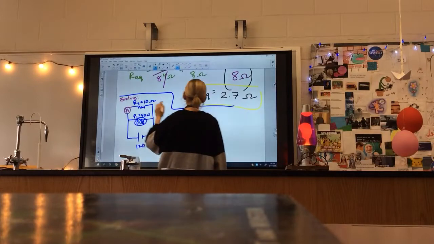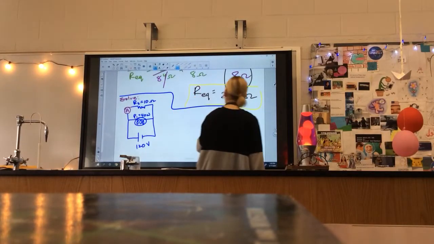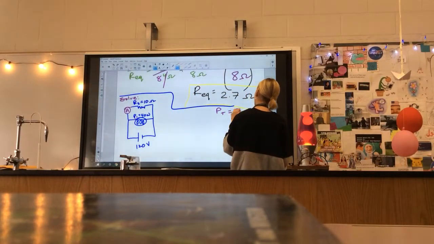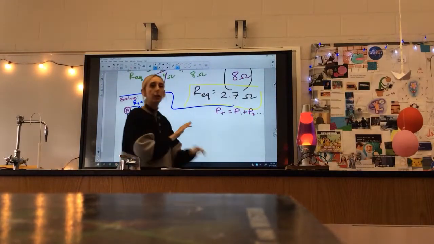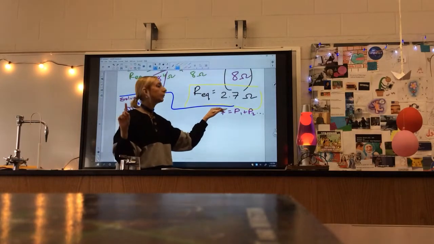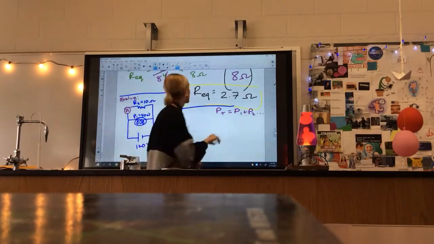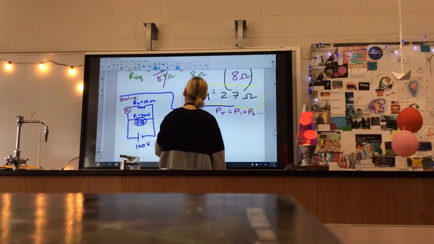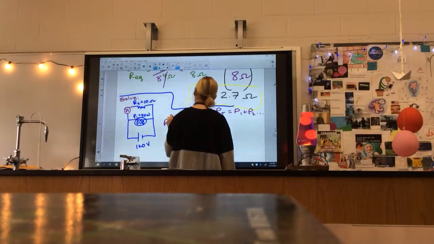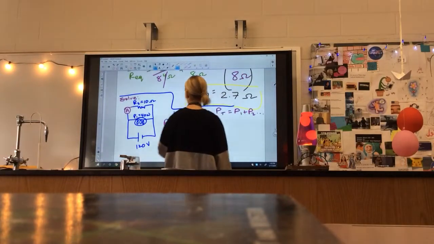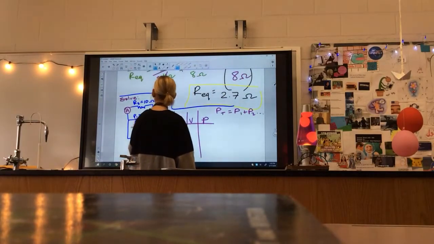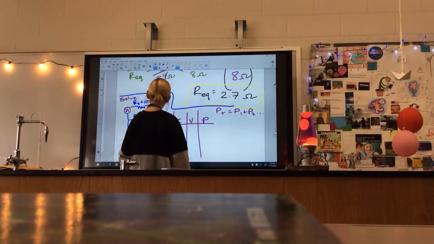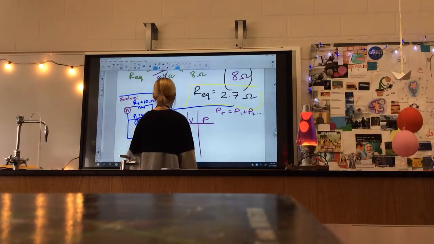So once again, with power, power is always additive, so P total equals P1 plus P2 dot dot dot. That is one of the things that is consistent between series circuits and parallel circuits. So we're also going to just incorporate it straight into our RIV chart as we have previously in the circuits part of the unit. We're going to label the number of resistors we have. So we have a bulb and a resistor, and we need a space for total.